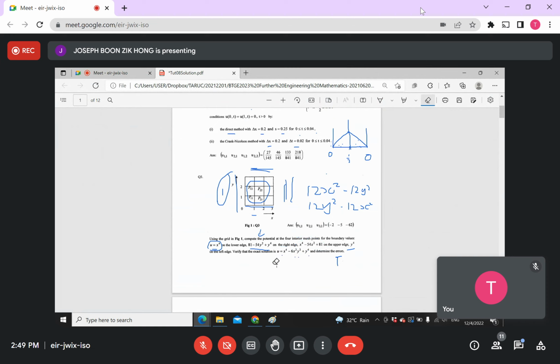Okay, so since I know already the true answer, now I want to get the equation because it's not mentioned. This is a Laplace equation or Poisson equation. So from here, I try to do the uxx, I get this one.